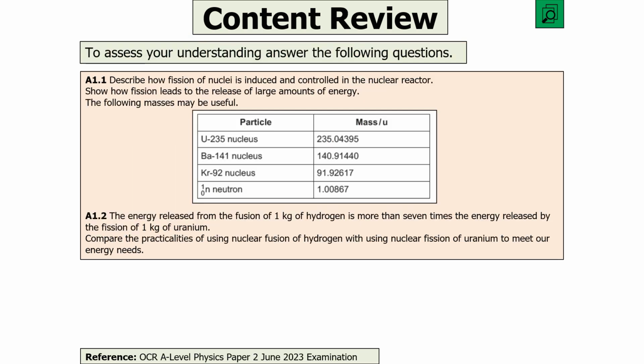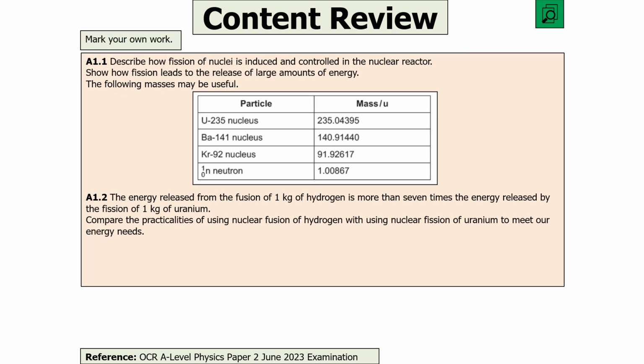The next question says, describe how the fission of nuclei is induced and controlled in a nuclear reactor. Show how the fission leads to the release of large amounts of energy, and the energy released from the fusion of 1 kilogram of hydrogen is more than 7 times the energy released by the fission of 1 kilogram of uranium. Compare the practicalities of using nuclear fusion of hydrogen with the nuclear fission of uranium to meet our energy needs. So pause the video now, then unpause the video when you want to go through your answer.